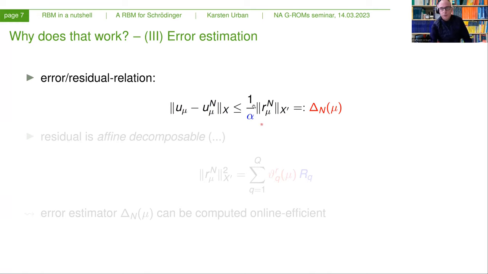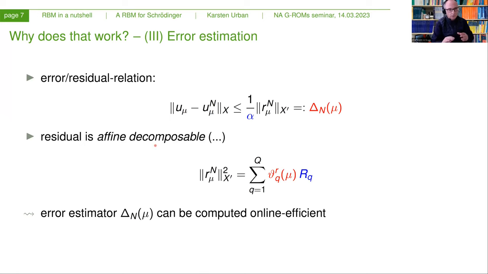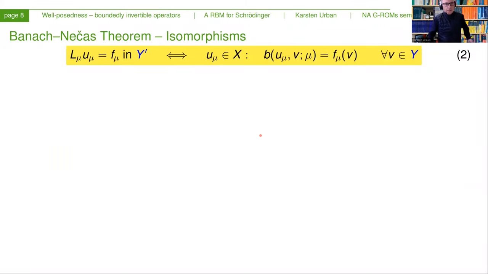And if we would now be able to compute this right-hand side, then we would have such a rapidly computable error estimator. Now, in fact, it's known since the early days of the reduced basis method, in the books that are on the market, or the nice overview article that is in the SIAM book by Bernard Haasdonk, that this norm is in fact decomposable. That means that this error estimator can in fact be online efficiently computable. However, and that is the starting point of what I'm going to talk about today, you need this relation between the error and the residual. And that has something to do with the question of the well-posedness of the problem.